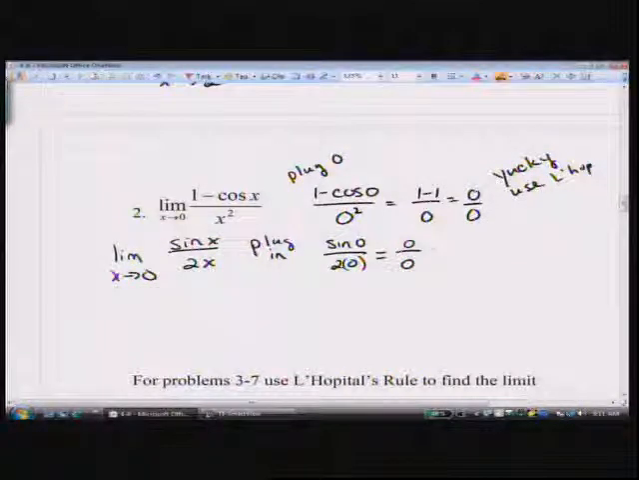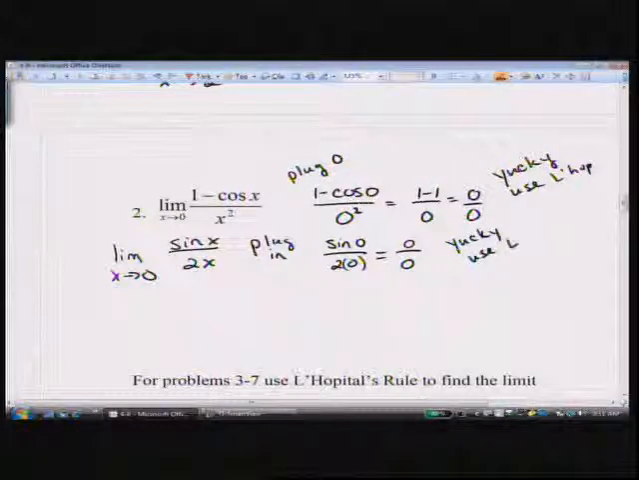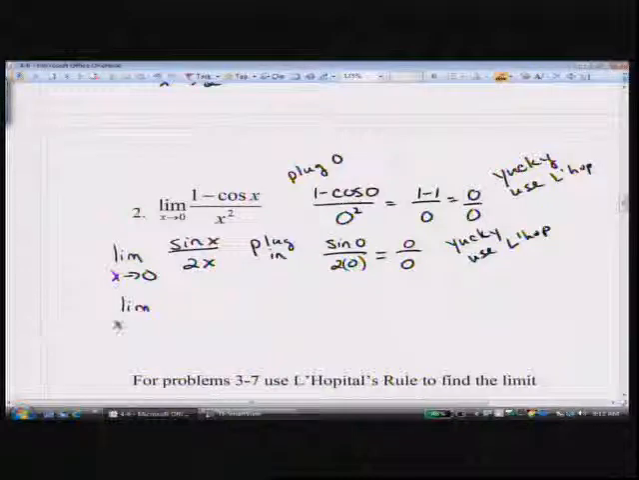But according to L'Hopital's rule, we can use it, we can do it again. So what is the derivative of the sine of x?